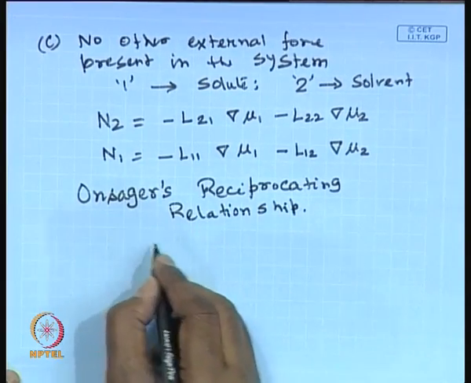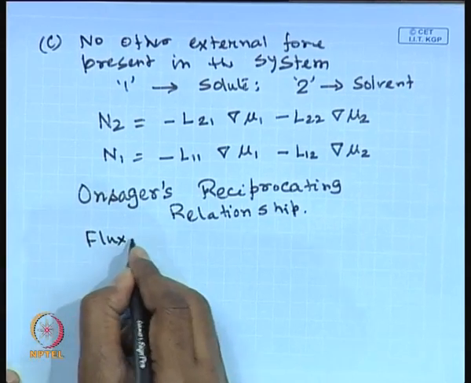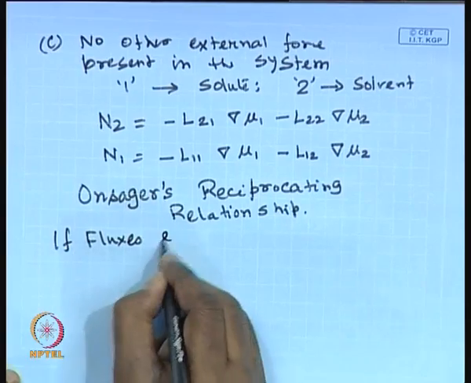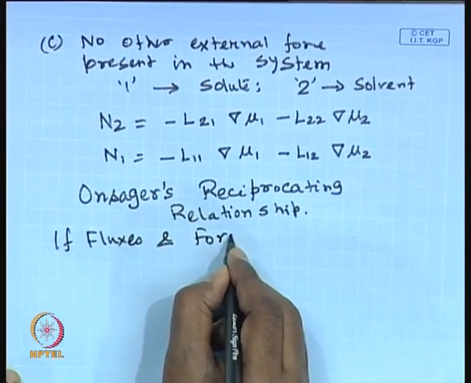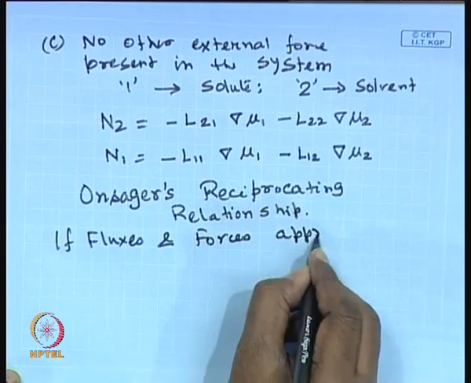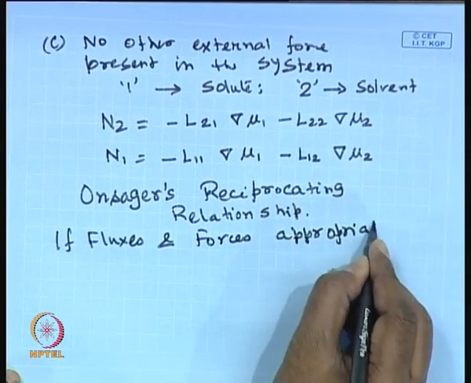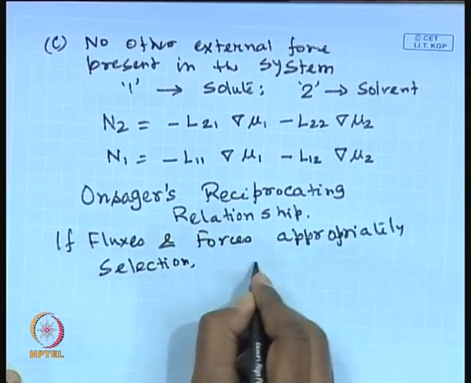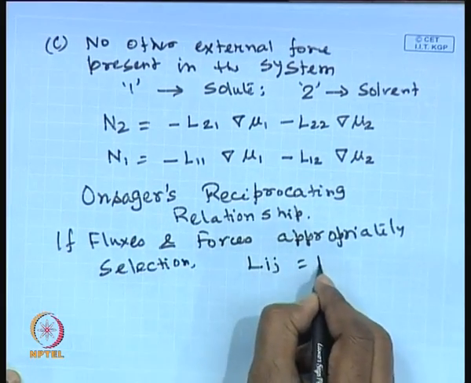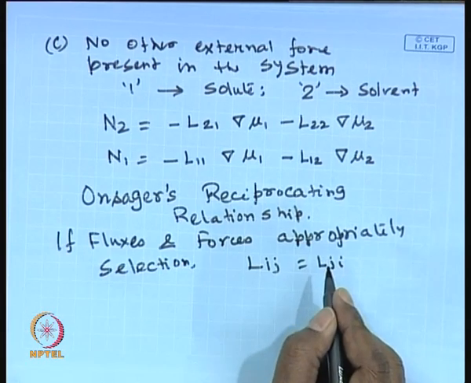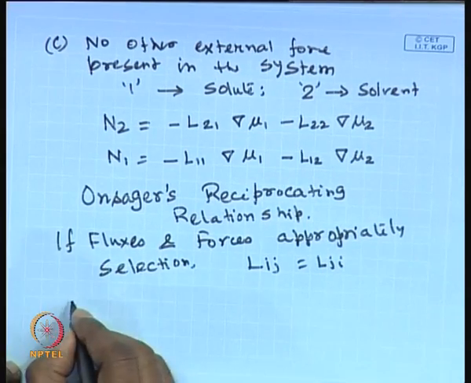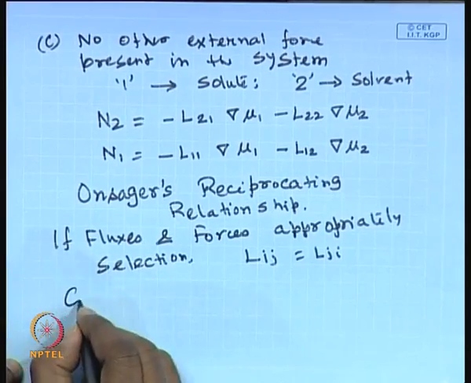This says that if fluxes and forces are appropriately selected, that means for proper selection of the flux and force, L_ij is equal to L_ji. That means cross coefficients are equal, and we assume that. There is another definition, for coupling.